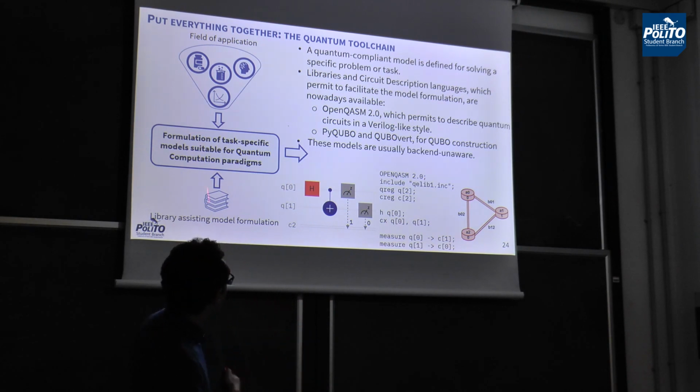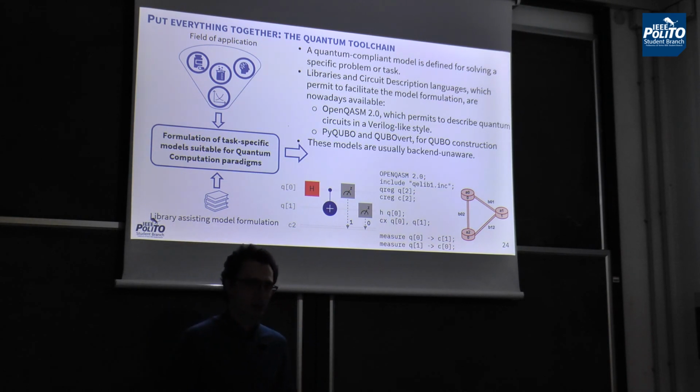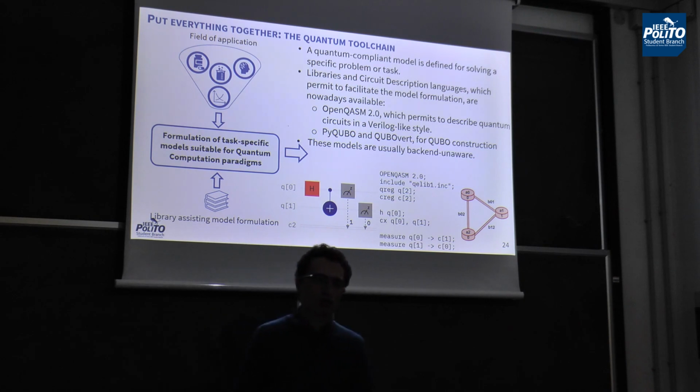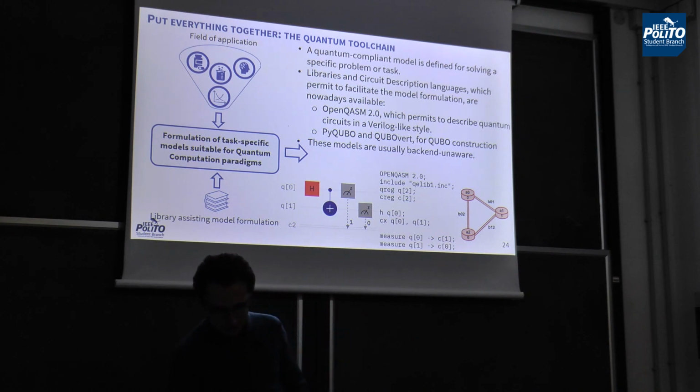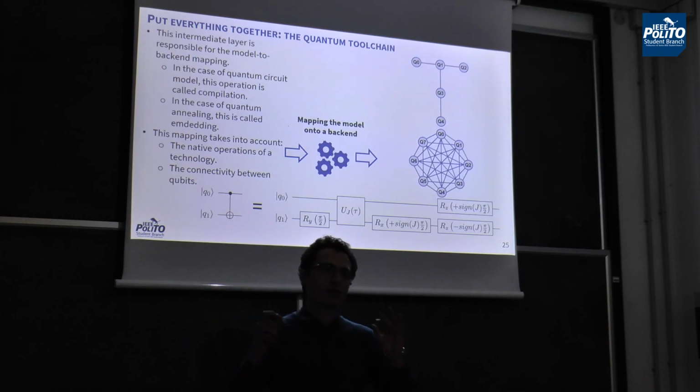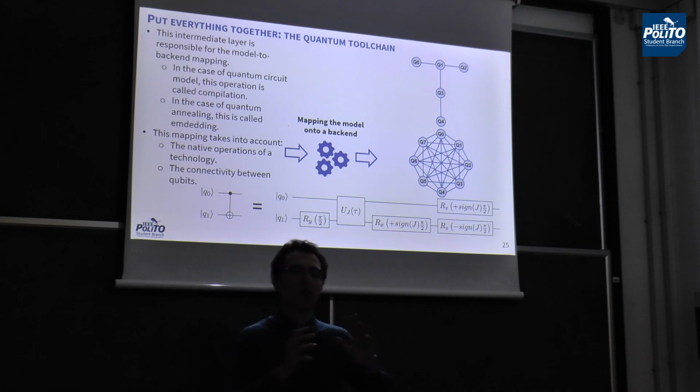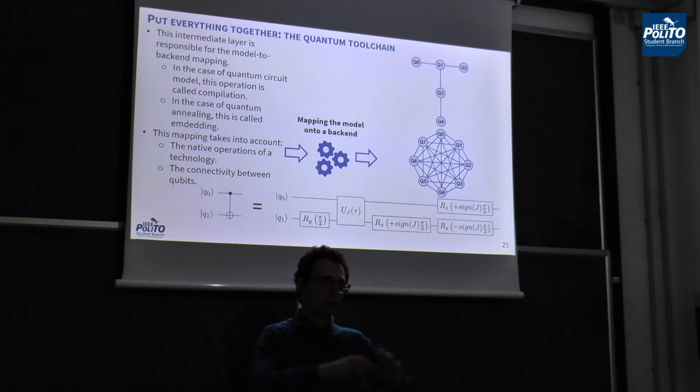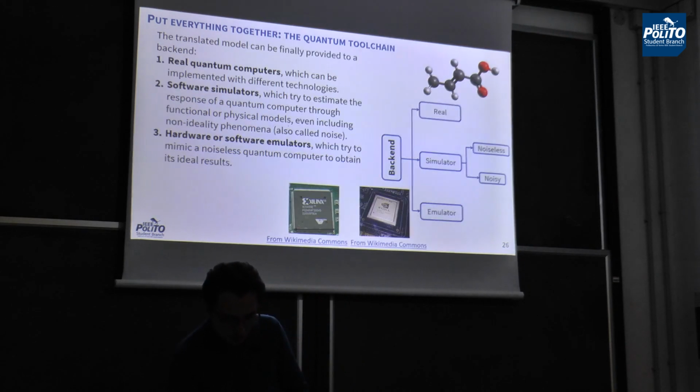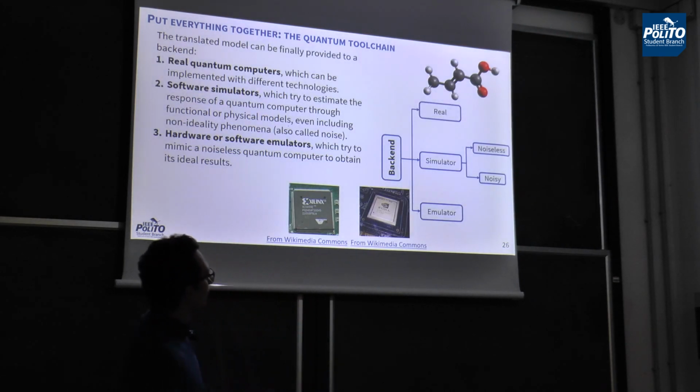Usually this formulation that you show here is backend unaware, so we do not consider the typical features of quantum hardware. We do it in a quite abstract way. Then the intermediate step substantially consists in translating the abstract model into an equivalent model which is compliant with the backend to be employed.